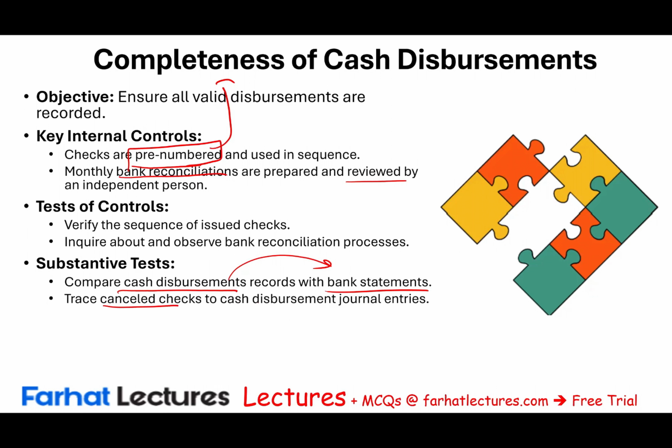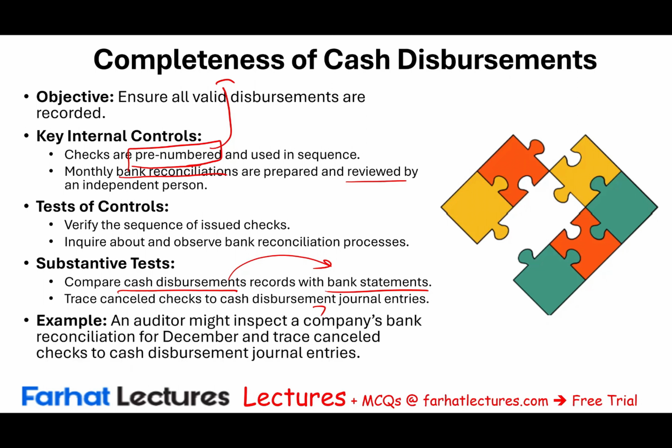Trace canceled checks to the cash disbursement journal. Look at some canceled checks. Let's see if those canceled checks are recorded. Trace the canceled checks to the journal. Are they recorded in the journal? Because if I have a payment of $500 for office supplies, I should see the related journal entry in office supplies. Therefore, it's recorded. All the transactions are complete.